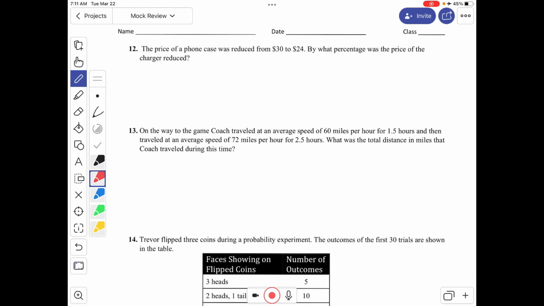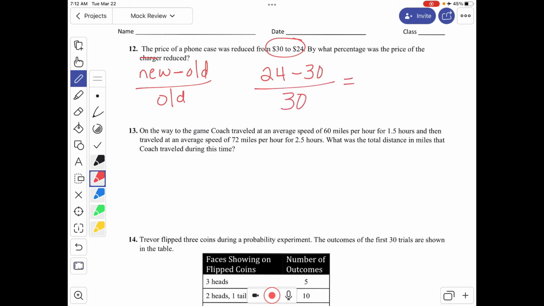Number 12, the price of a phone case was reduced from $30 to $24. By what percentage was the price of the charger reduced? I think that should say case. Remember that percent of change is new minus old over old. The new price is 24, the old price is 30, and we're going to divide by 30. And then in your final answer, you change it to a percent. You'll get a decimal, and then you change it to a percent.